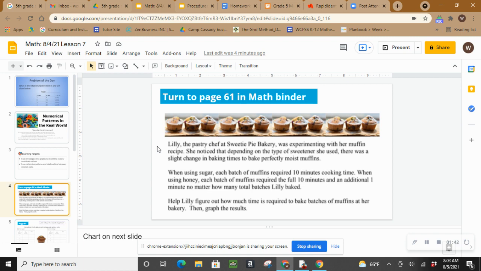When using sugar, each batch of muffins required 10 minutes cooking time. When using honey, each batch required the full 10 minutes and an additional 1 minute, no matter how many total batches Lily baked. Help Lily figure out how much time is required to bake batches of muffins at her bakery. Then graph the results.